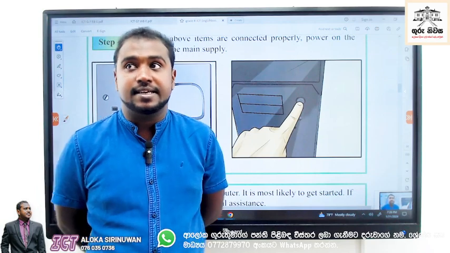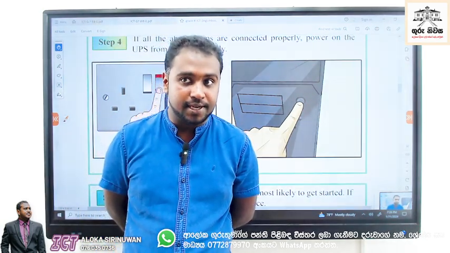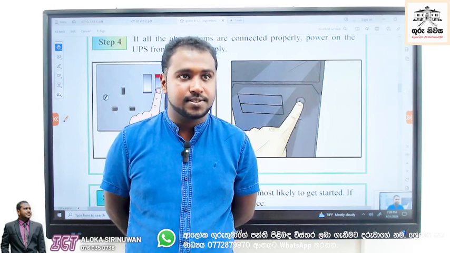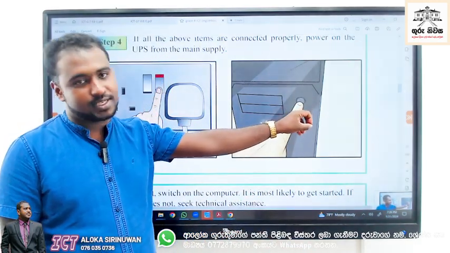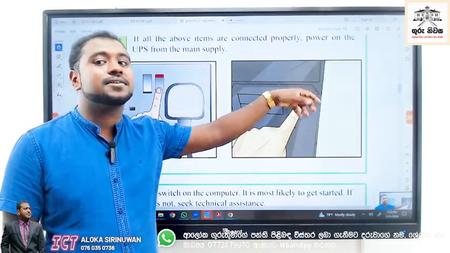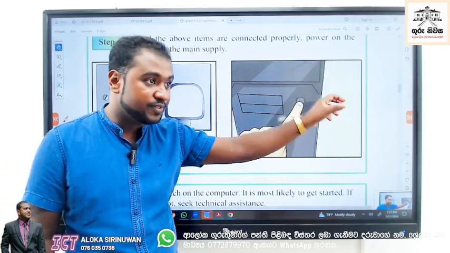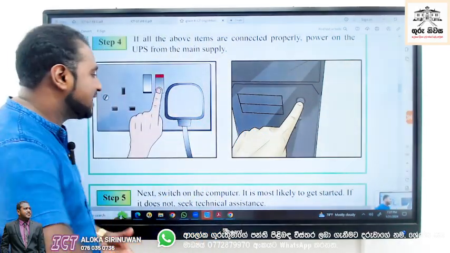Sometimes he will tell you that you have to change your power supply. The power supply was broken. Understood? Okay, that is the first solution. This solution has to be followed if your computer is with a UPS. Okay, second solution.